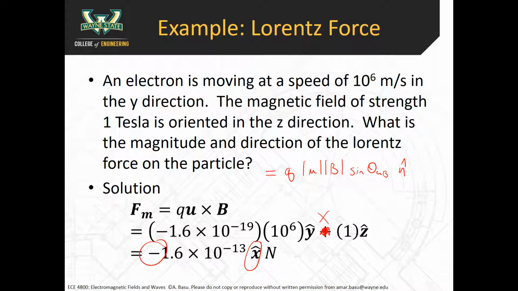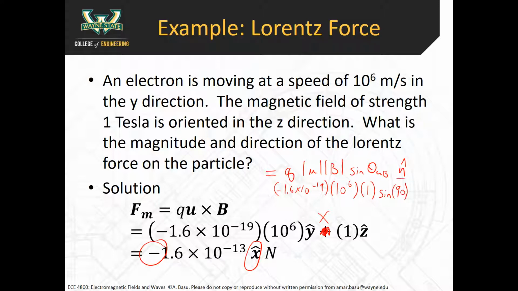every time. All right. So the Q in this case is negative 1.6 times 10 to the negative 19. So that's the Q. The magnitude of U is 10 to the 6th. That's the magnitude of the velocity. The magnitude of the magnetic field is 1. All right, sine, and what's the angle between the two? In this case, the angle is 90 degrees. So sine of 90 comes out to 1, correct?